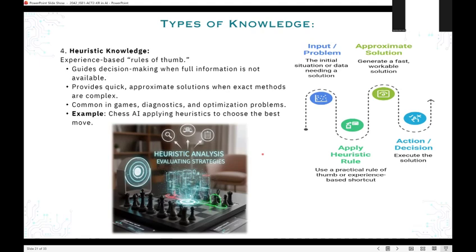The fourth type is heuristic based knowledge. It is experience based rules of thumb used for quick decisions. Basically, we apply some rules to solve problems. For example, a chess AI applies heuristic rules to choose the best move possible.